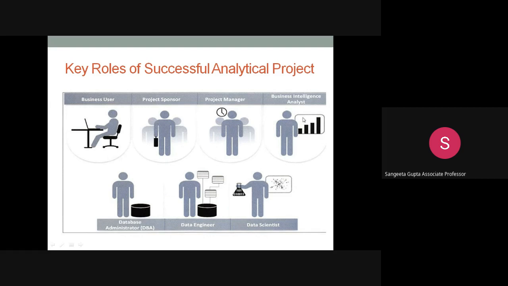Okay, hope you are able to view the screen clearly. Are you able to view all the things clearly?